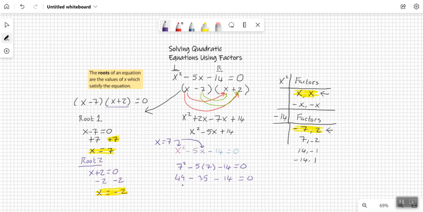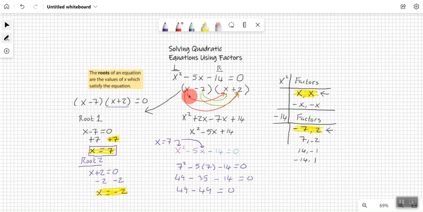Okay, so if I take 49 minus 35 and minus 14, that's going to leave me with minus 49, so plus 49 minus 49 is equal to 0. And we can see therefore that this here is indeed a root for this quadratic here. And the same then as well, if I was to do exactly the same with this number here, if I was to substitute it into this quadratic, it would also equal 0 as well.